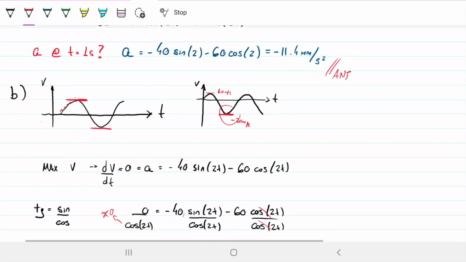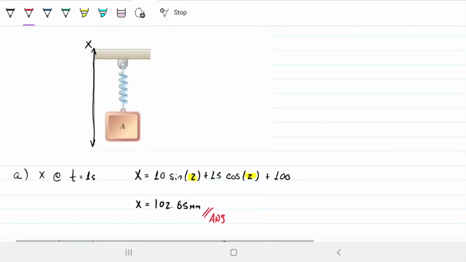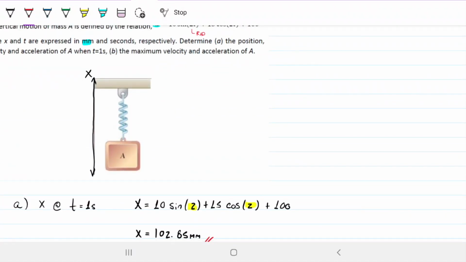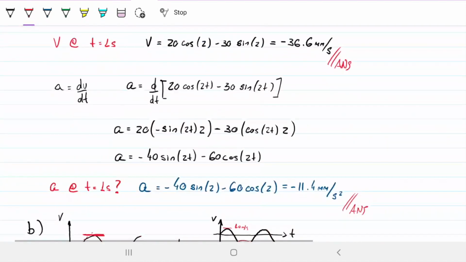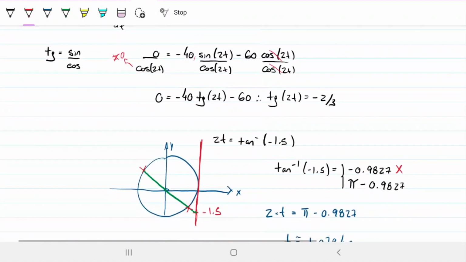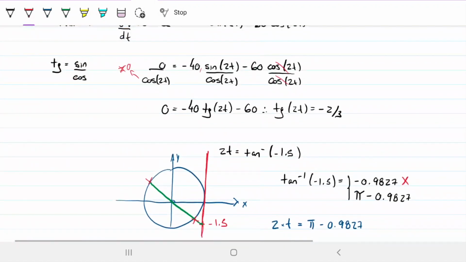So what was the question asking? We did all this, I forgot already. It's actually asking us what is the maximum velocity and the maximum acceleration. Okay? So what do we do now? Now that we know the time at which this occurs, we can take the equations for them. What is the equation for the velocity?